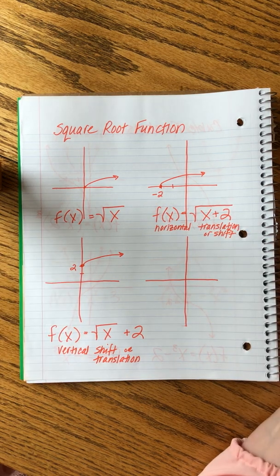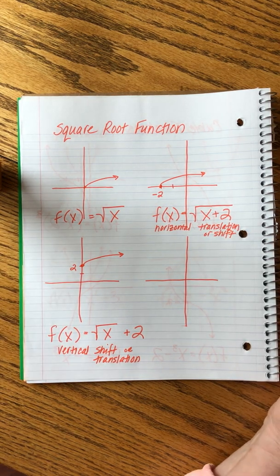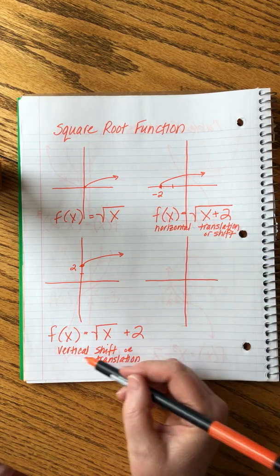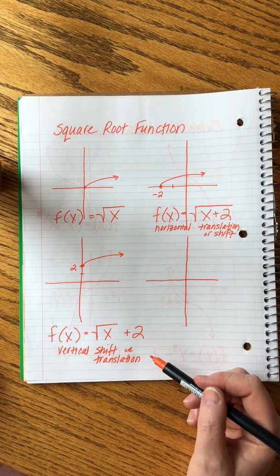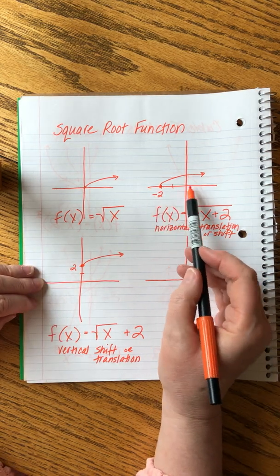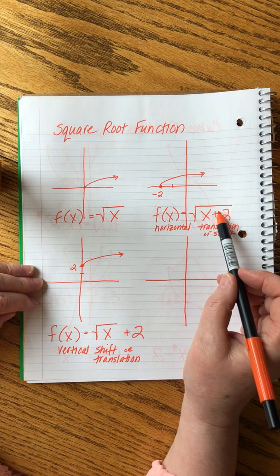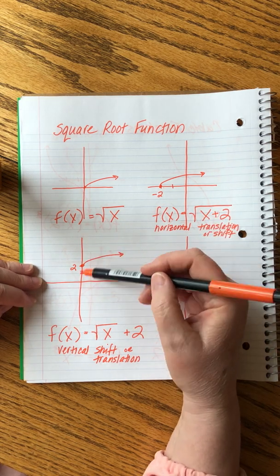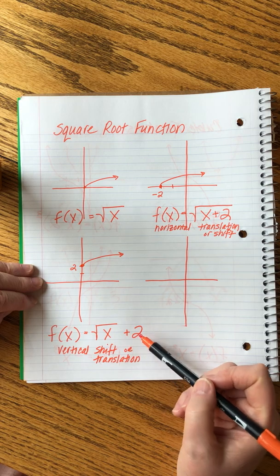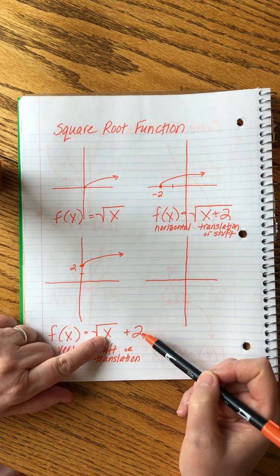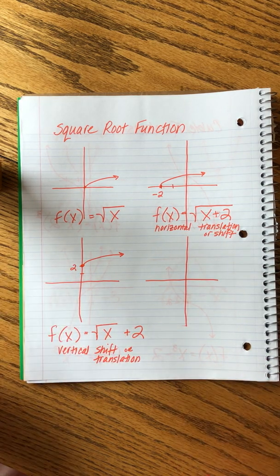S-H-I-F-T. I wrote a swear word in the math lesson. Shift. Okay, so we can use these fancy names, but the idea remains that when we're moving it along the x-axis, we put the number up close to the x and we use the opposite sign. When we're translating on the y-axis, we keep the number separate from the x and we use the same sign.